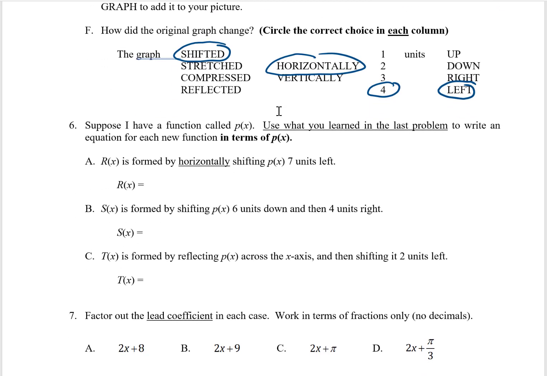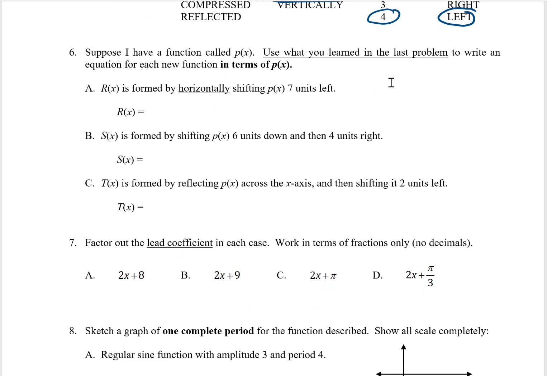Number 6, let's put this all together now. What have we learned? Once again, I have this function p of x. We want to write each new function in terms of p of x. Letter A, r of x is formed by horizontally shifting p of x 7 units to the left. Now, to make a horizontal shift, you have to change the inside of the function, the x itself. And we learned that moving to the left actually requires a positive. So it'll be x plus 7, p of x plus 7.